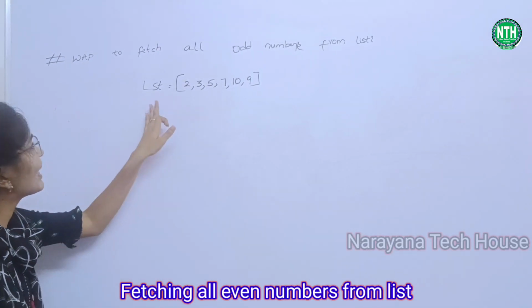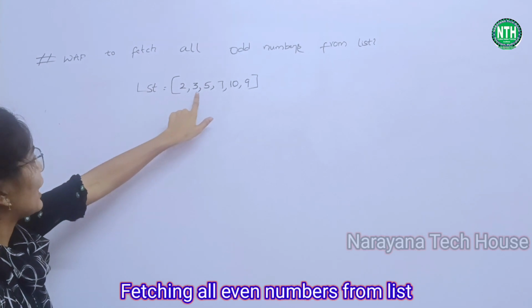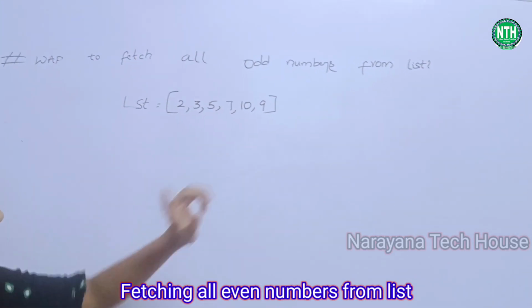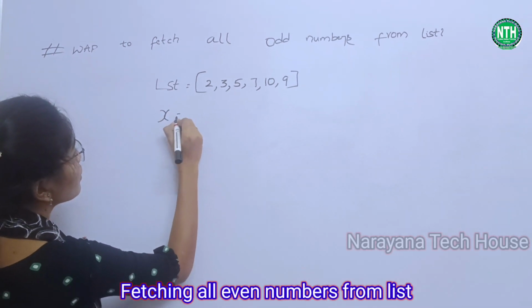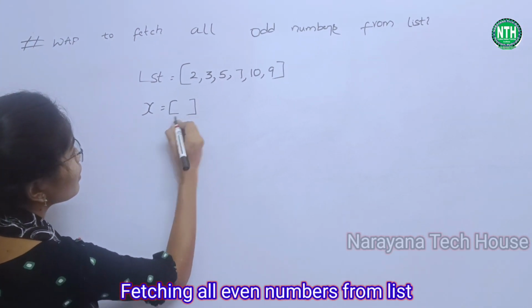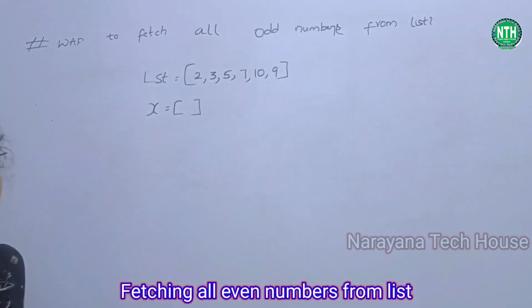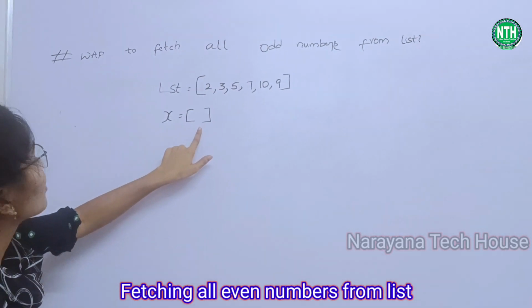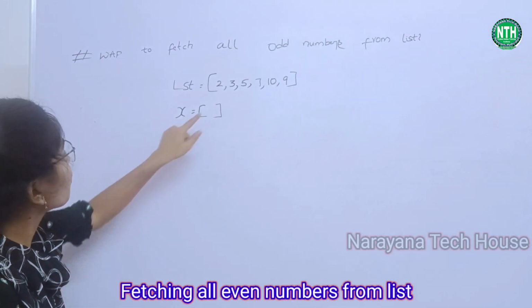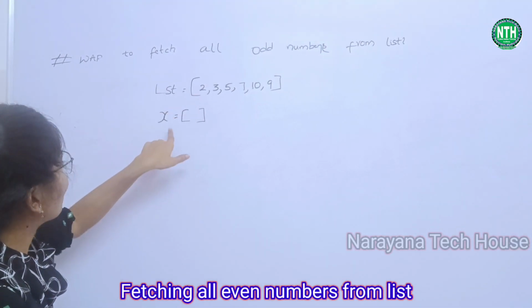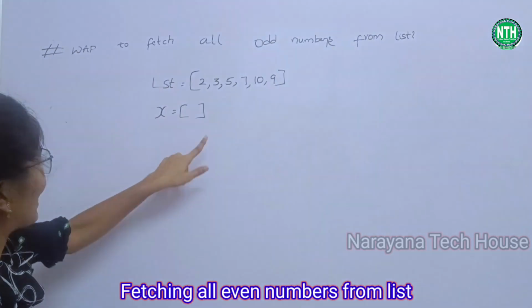The program is about how to fetch odd numbers from the list. The given list is 2, 3, 5, 7, 10, 9. Now I am taking an empty list. Why? Because the result we want is always in list format. So for that, I am taking an empty list here.